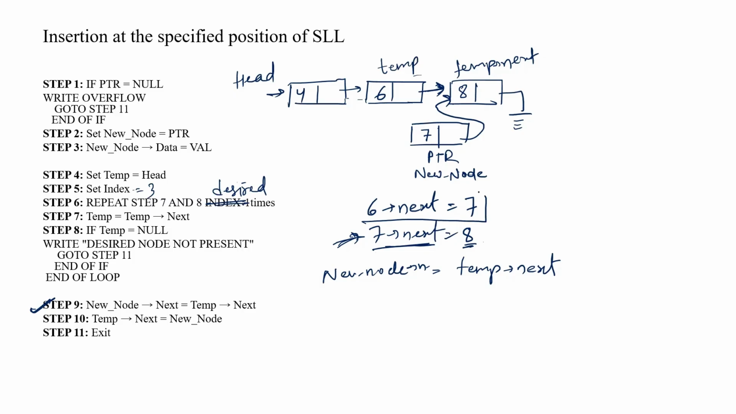When I do 6 to next is equal to 7, 6 is your temp and 7 is your new node. So simply you will do temp to next is equal to new. So this is your step number 10. So step number 9 and 10 are the main steps. The other steps we are already repeating from the previous algorithms. So you just have to take care of step 9 and 10.